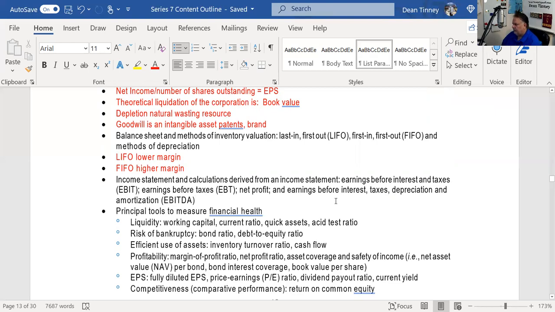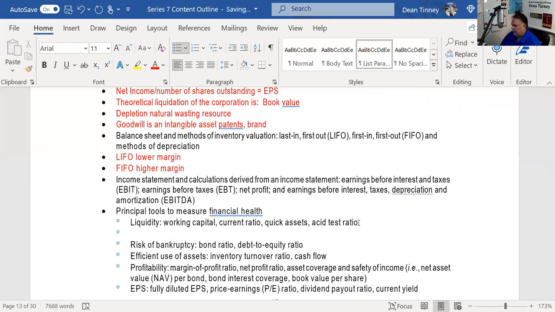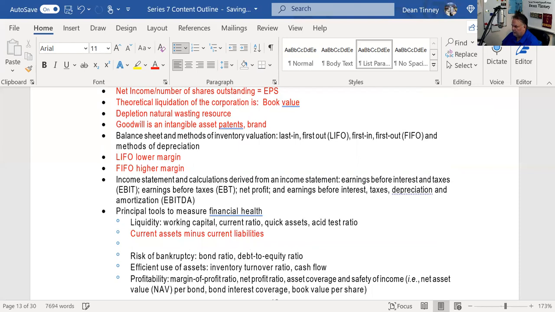Now, this next area is testable. And so working capital, I would definitely know. Working capital is current assets minus current liabilities. On a bad draw, they might even ask you what the effect on working capital is based on what a board decides to do. For example, if a board declares a dividend, that becomes a current liability, and that would cause working capital to decrease.